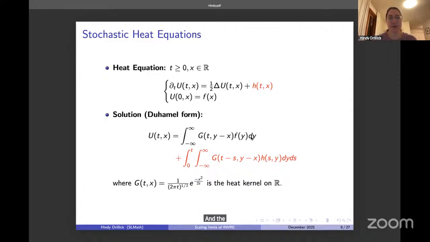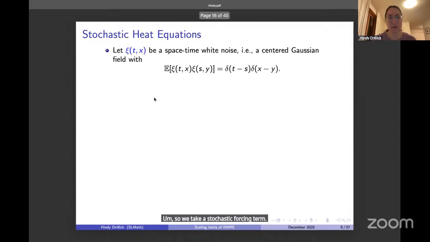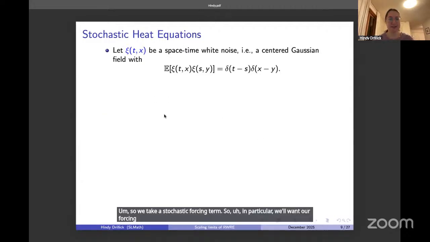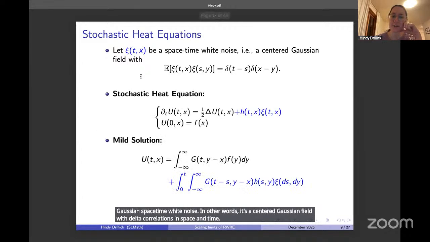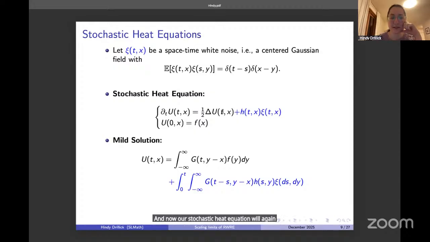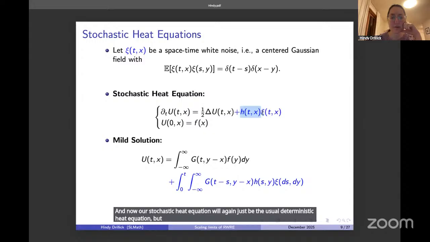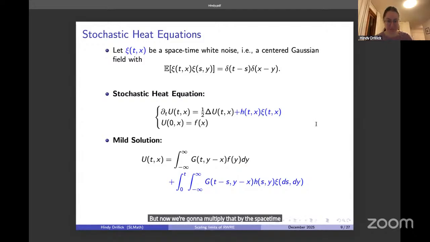And the stochastic heat equation will just be the case where we take h to be stochastic. So we take a stochastic forcing term. In particular, we'll want our forcing term to be a space-time white noise. So we're going to let ξ denote a Gaussian space-time white noise. In other words, it's a centered Gaussian field with delta correlations in space and time. And now our stochastic heat equation will again just be the usual heat equation, but now our forcing term will have some function h, which could be deterministic or random, multiplied by the space-time white noise. So this is the stochastic heat equation that we're considering.